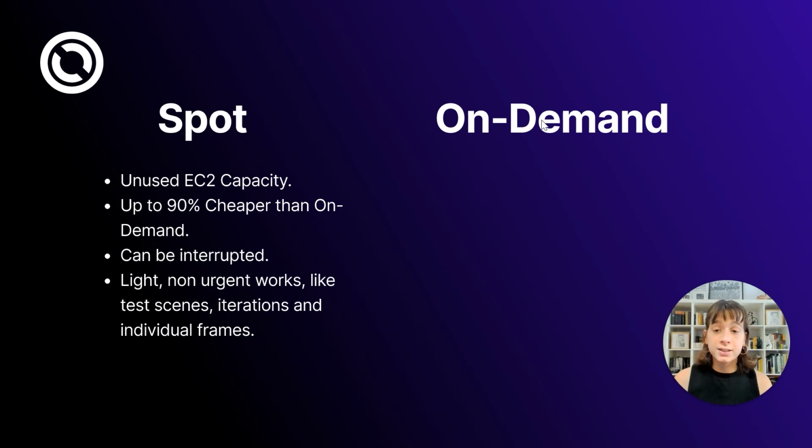The problem with those instances is that if AWS needs the capacity back while you are using them, they can be interrupted. They will be available again once the demand of the capacity is lower. That's why we best recommend this instance for light non-urgent works such as test scenes, iteration, or individual frames.